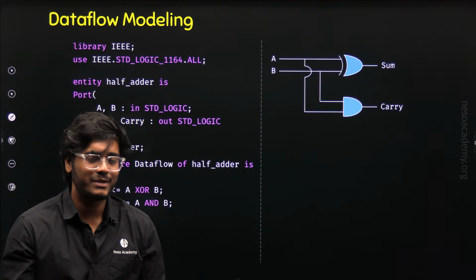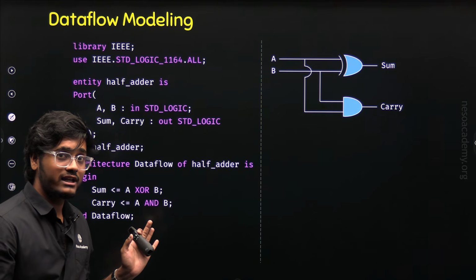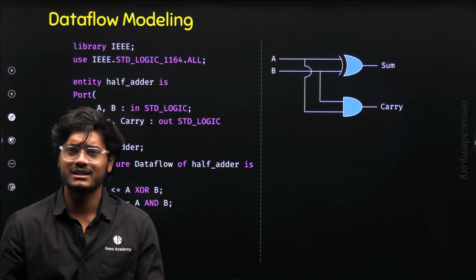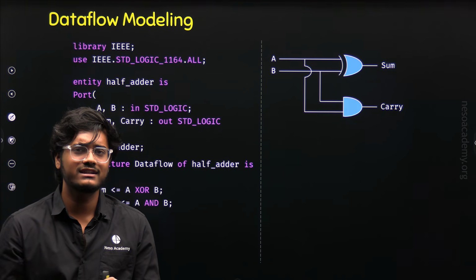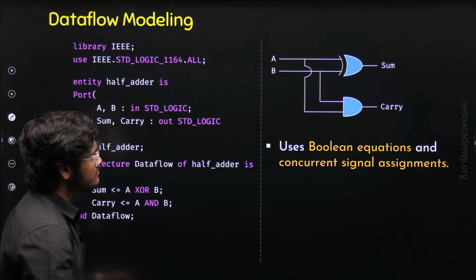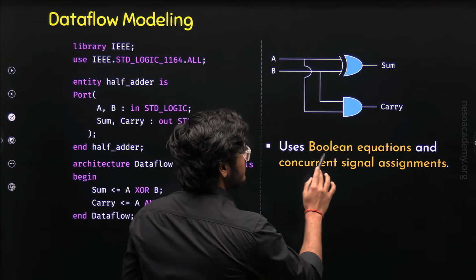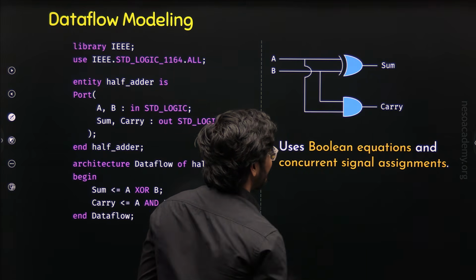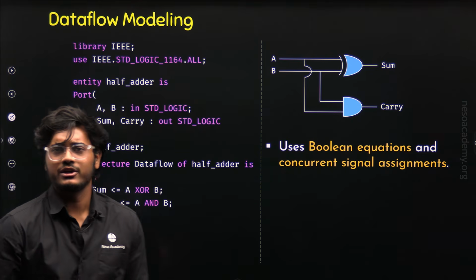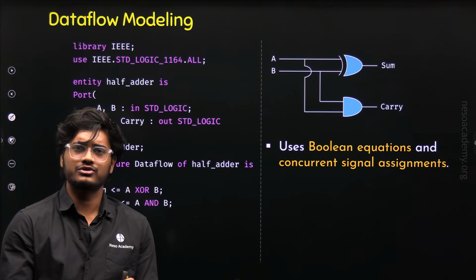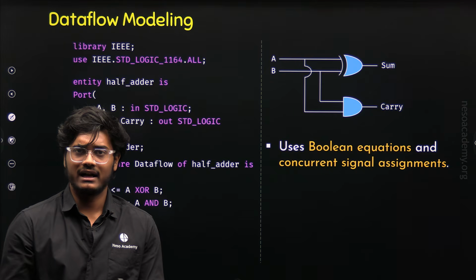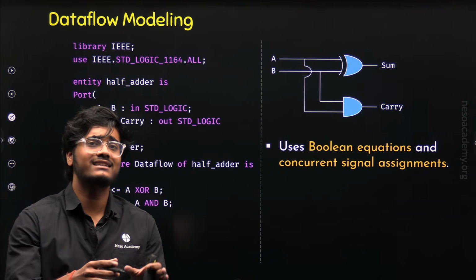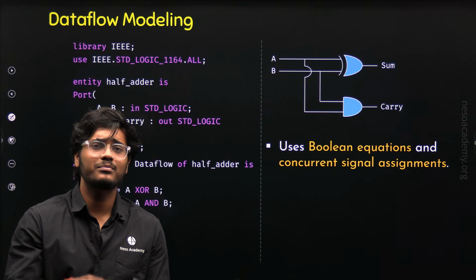Now, this time we will implement this data flow modeling VHDL code in Vivado. But before that, let me quickly summarize what we have discussed till now. Data flow modeling uses Boolean equations and concurrent signal assignments. In data flow modeling, we use Boolean equations using logical operators. And in data flow modeling, each and every Boolean expression executes at the same time, that is, in parallel.